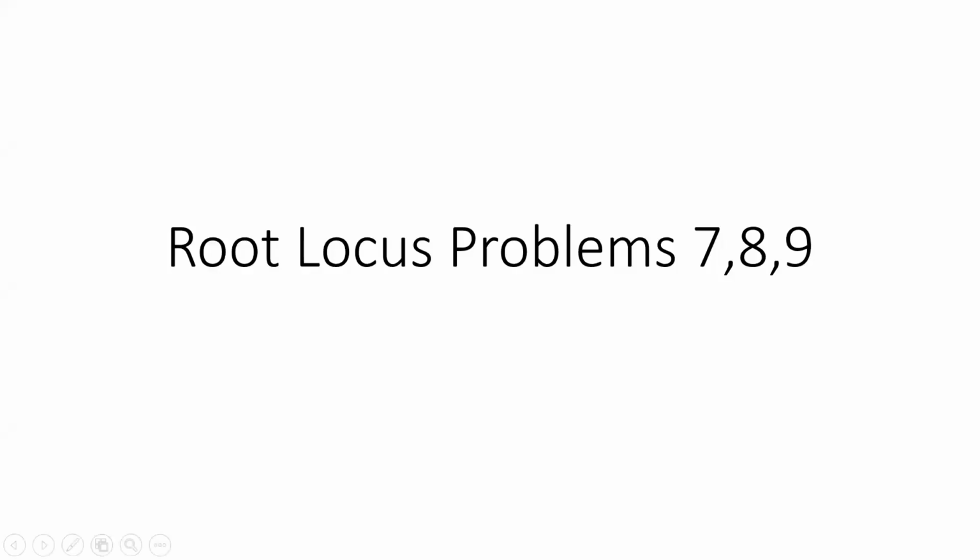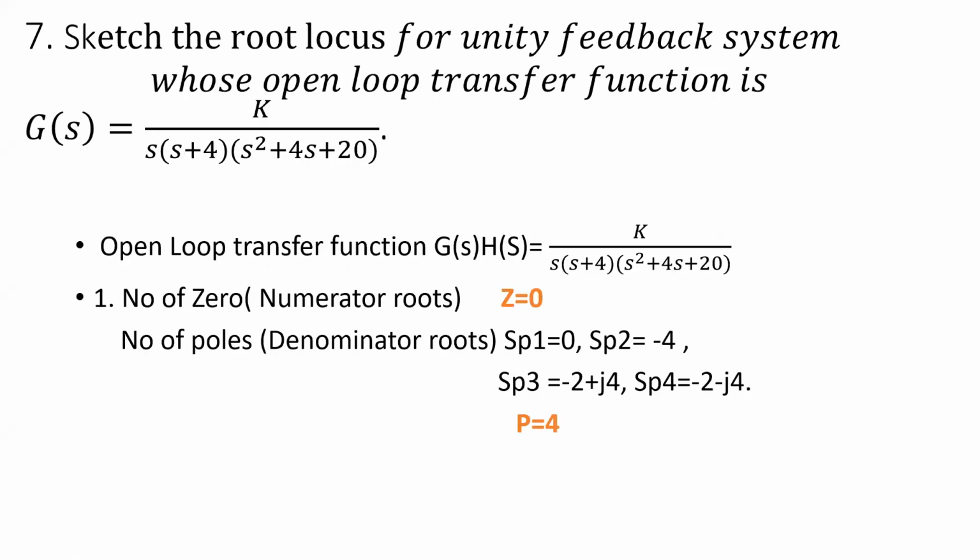Hello students, let us continue with the problems in root locus. The seventh problem is to sketch the root locus for a unity feedback system whose open loop transfer function is G(s) = K / (s(s+4)(s^2+4s+20)).